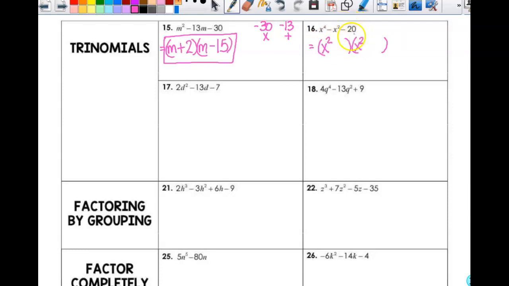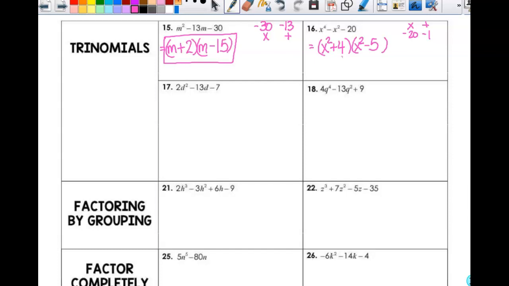This is negative, so the signs are opposite, so I get a positive and a negative. And then I need them to multiply to give me a negative 20, and I need them to combine to give me a negative 1. What are my numbers? Negative 5 and 4.